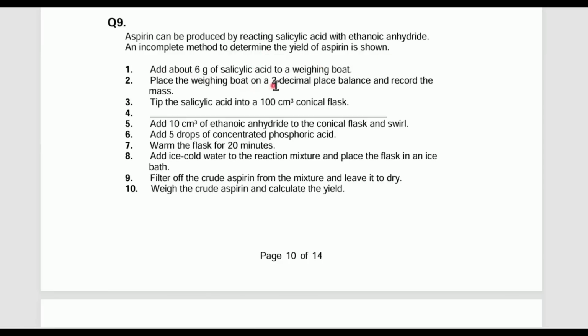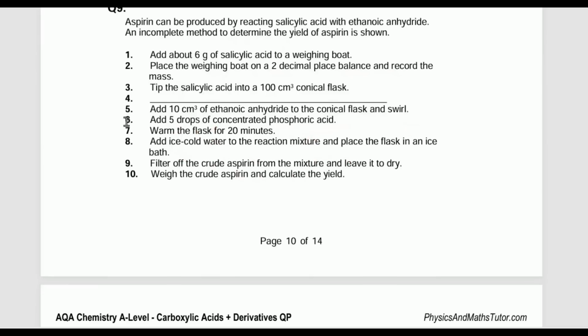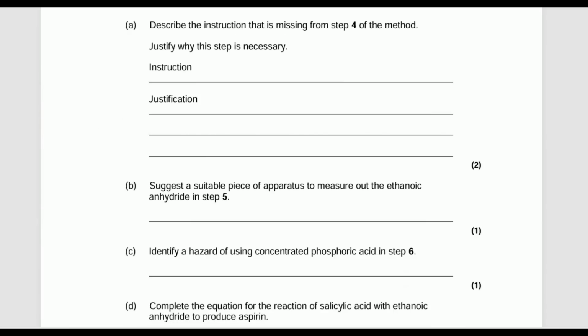Okay, check out this method for making aspirin. Add 6 grams of salicylic acid to a weighing boat. Place the weighing boat on a 2 decimal place balance and record the mass. Tip the salicylic acid into a 100 centimetre cubed conical flask. Step 4 is missing. We're going to be asked about that. Add 10 centimetre cubed of ethanoic anhydride to the conical flask and swirl. You can pause the video and read through that if you really fancy it.